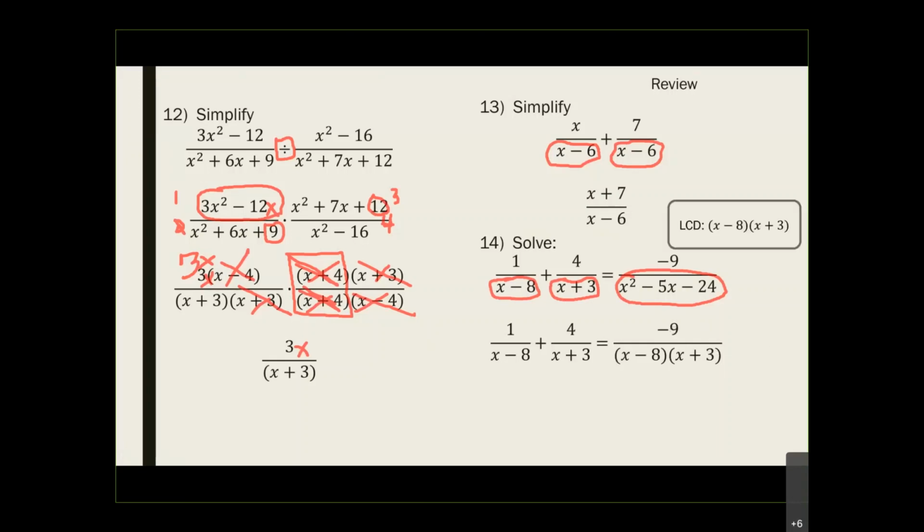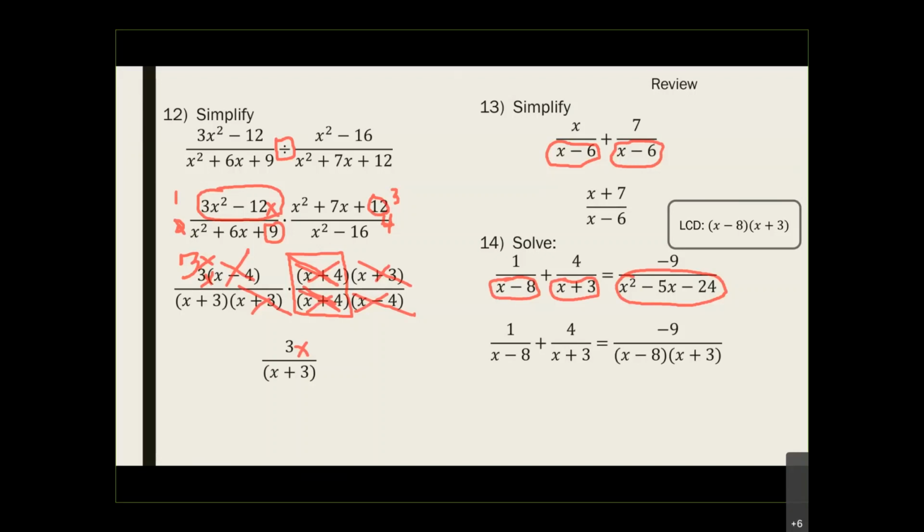LCD? Hopefully you remember, for the LCD you take your denominators and put them all together, but if they happen to repeat in different locations, we only use it one time. So my LCD is x minus 8 times x plus 3. I only use x minus 8 one time and x plus 3 one time.